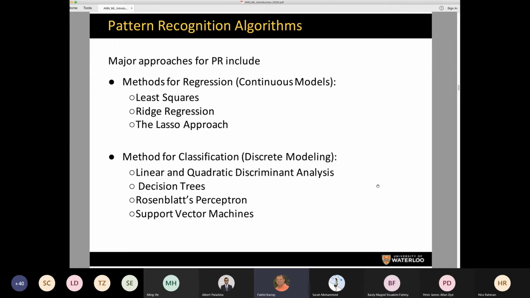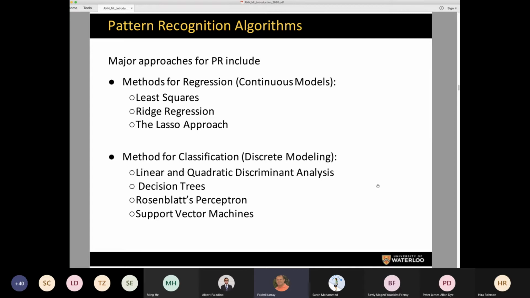Of course, going back to pattern recognition, we recognize that there were a lot of techniques. Some of them are least squares, some are known as ridge regression, and some are known as the lasso approach. These approaches are still being used nowadays for a number of applications, but they are not very widely used, as we are going to see later on when we contrast them with machine learning.